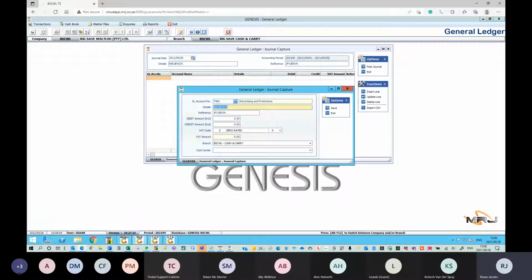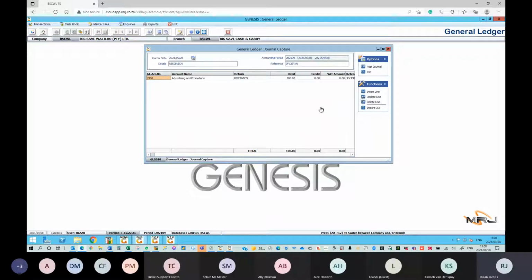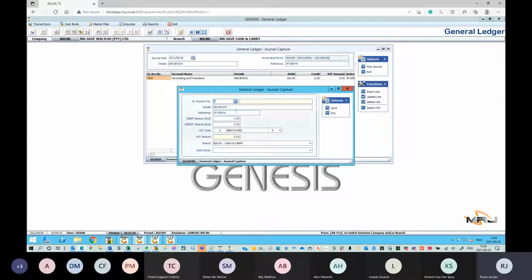So that's 74. So advertising, take 1,000 rand from advertising. 100, sorry. I'm not going to use that. Okay, I'm going to save that. I'm going to add another line. I'm going to put this 100 rand to 7401. So I'm taking it from advertising, I'm giving it to entertainment, and now I have to put it as a credit on the back. Let's say I'm going to put that now.